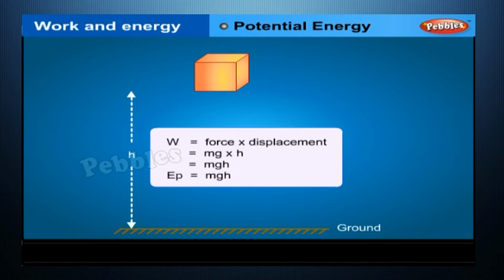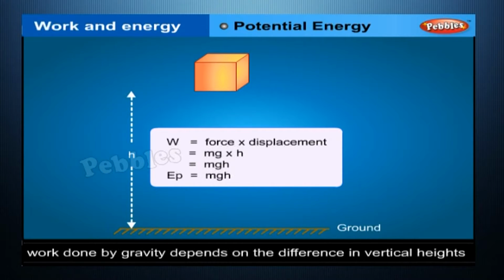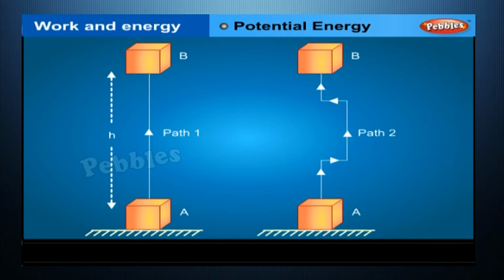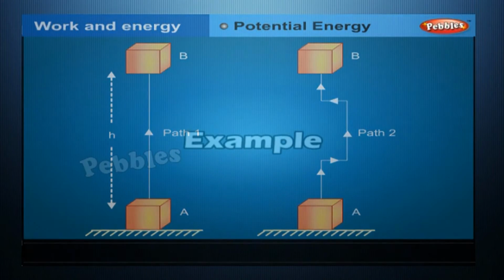It is useful to note that the work done by gravity depends on the difference in vertical heights of the initial and the final positions of the object and not on the path along which the object is moved. The figure shows a case where a block is raised from position A to B by taking two different paths. Let the height AB be h. In both the situations, the work done on the object is mgh.